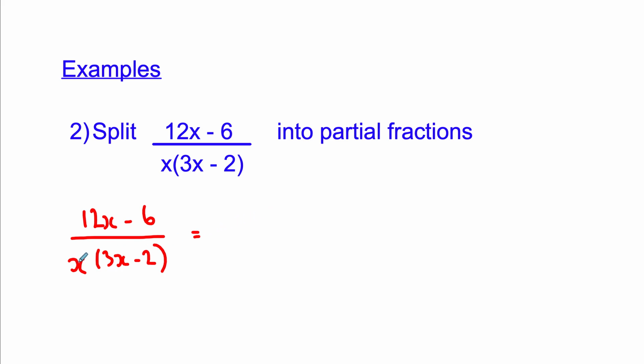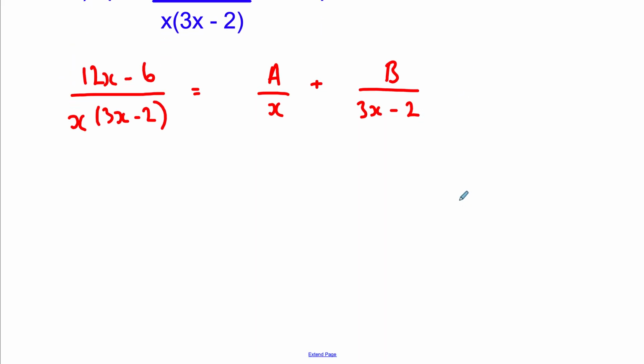So what I'm going to do is just set the first term to be a over x. That will be the first fraction. The second fraction is going to be b over 3x minus 2. Same as before, I'm going to multiply by the denominator on the left, which is going to leave me with 12x minus 6 is equal to a bracket 3x minus 2 plus just bx.